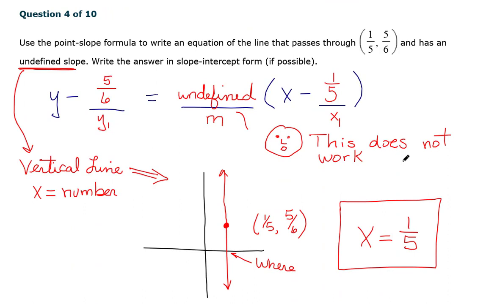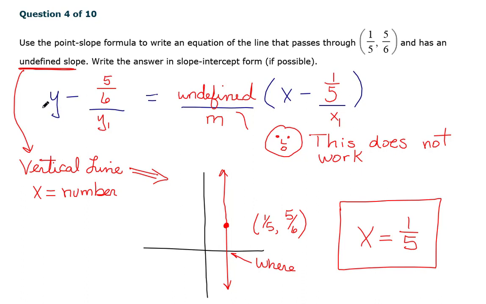Question 4. We want to use point slope again to write an equation of a line that goes through this point and has an undefined slope. All right, so I try to get point slope. I'm filling in my point. What do I fill in for my slope? Do I just write the word undefined? No, that just doesn't work. I can't do that. So point slope is useless.